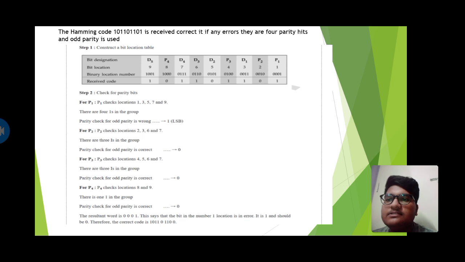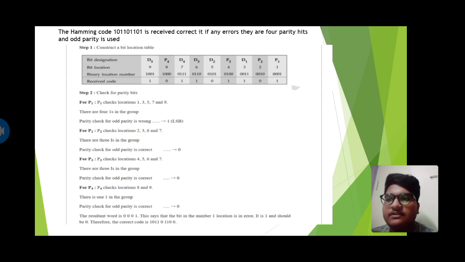Check for the parity bits. P1 is checked at the locations 1, 3, 5, 7 and 9. As it is an odd parity, there should be an odd number of ones. At 1, 3, 5, 7 and 9 we are having 4 ones, which is an even number. To change into odd parity, we should have parity P1 as 1. We should change the parity P1. So there is an error here. We take the LSB position error as 1 and keep it aside.